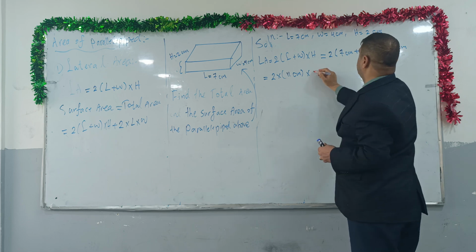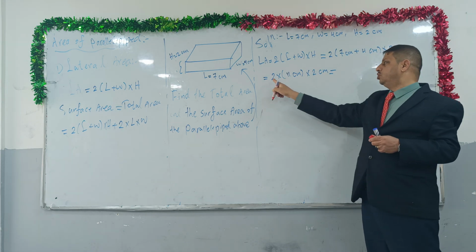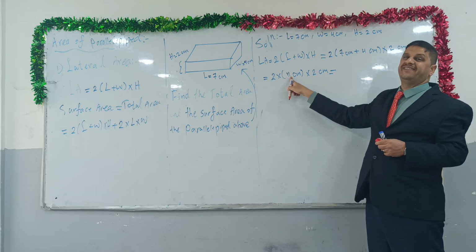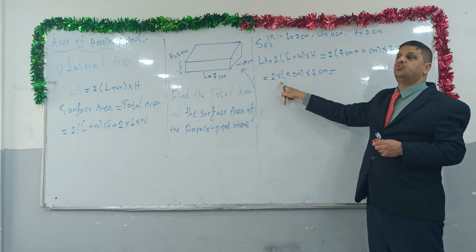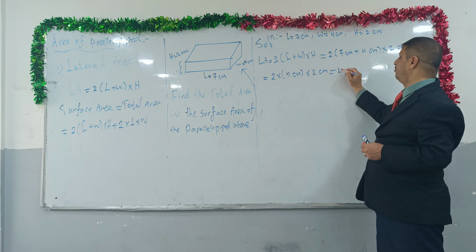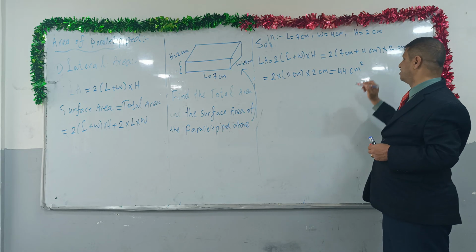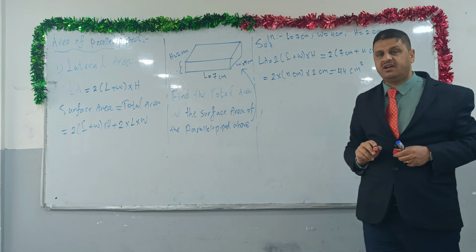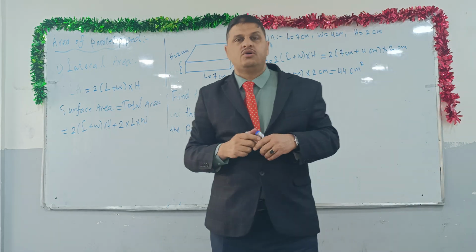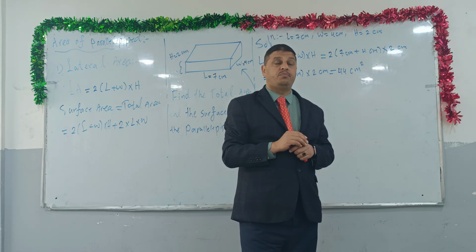All times 2 centimeters. Now, 2 times 11 is 22. 22 times 2 is 44 centimeters squared. This is the lateral area of the shape which is in front of you, affixed on the board.